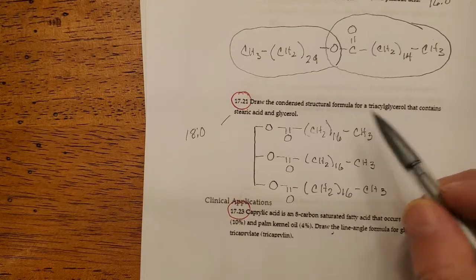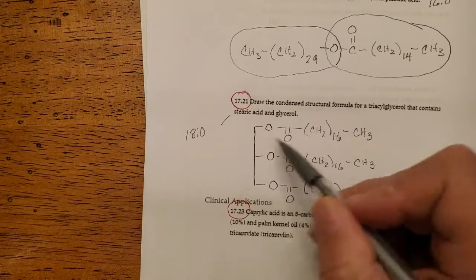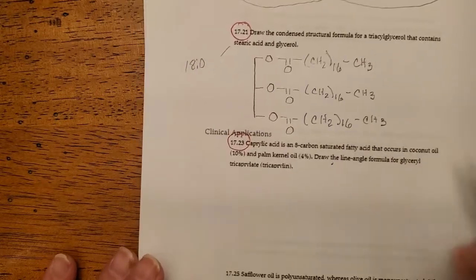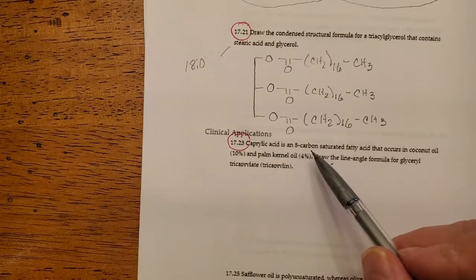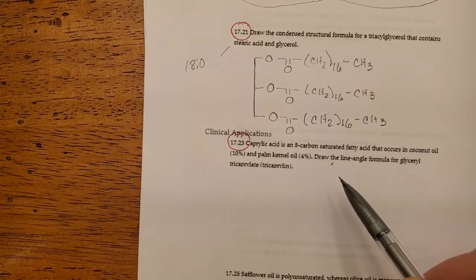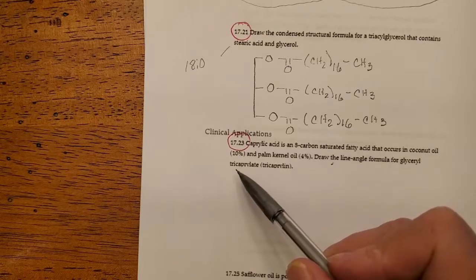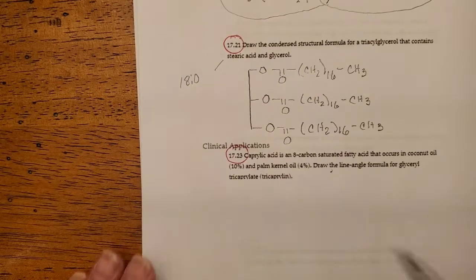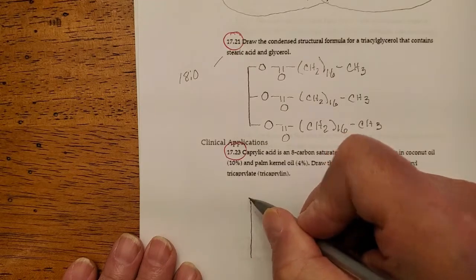So this is a triacylglycerol. Why this word acyl? This group right here is referred to as an acyl group. Okay, so that's the answer here. Now we're going to use caprylic acid, which is 8 carbons. It's saturated. And we're going to draw the line angle formula for glyceryl tricaprylate. And once again, you're going to start with the backbone.